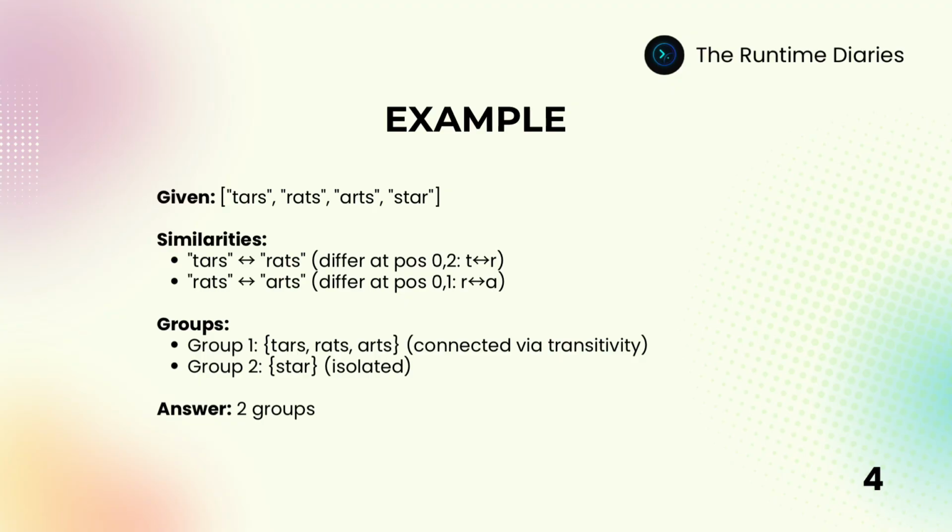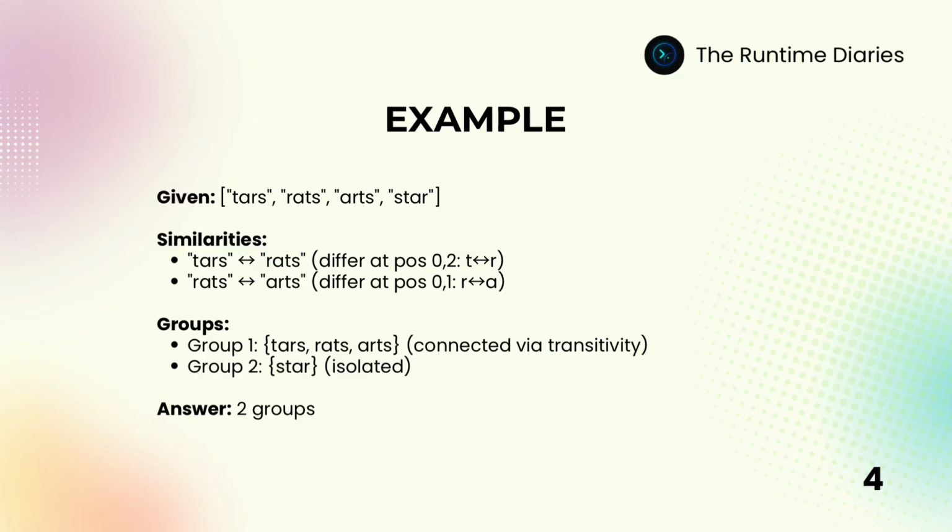Let's walk through the classic example to see how groups form. We have 4 strings: tars, rats, arts, and star. Let's check which pairs are similar. Tars and rats, we just verified these are similar. That's one edge. Rats and arts, let's see, at position 0, R versus A is different. Position 1, A versus R is different. At position 2, T versus T is the same. And at position 3, S versus S is the same. They differ at positions 0 and 1.